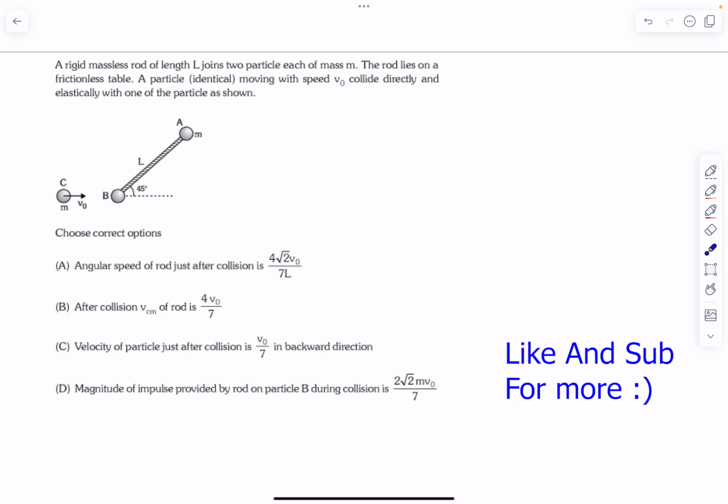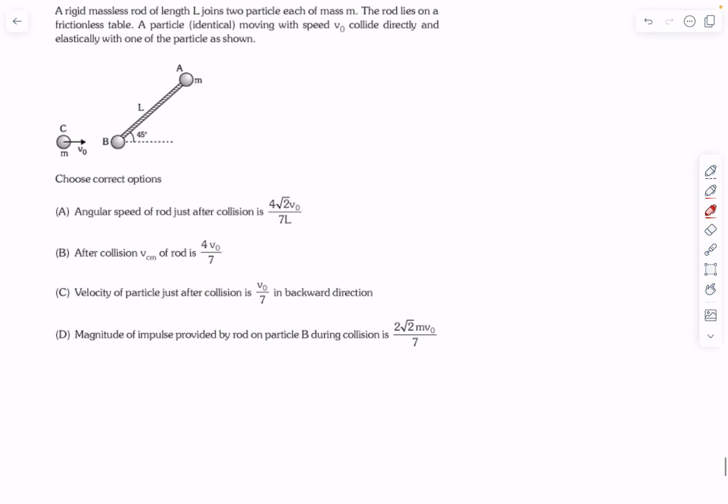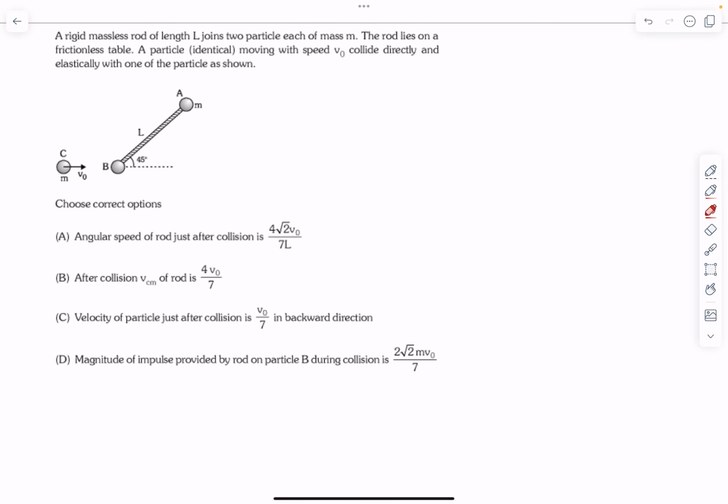Okay, so in this question, we have a rigid massless rod whose length is L, and it joins two particles each of mass m. The rod lies on a frictionless table. Once again, gravity is not in the picture. A particle moving with speed v naught collides directly and elastically with one of the particles as shown in the figure. So the collision is given to be elastic between these two masses and they collide head on. We have to talk about all these options which are interrelated. So let's draw a diagram and discuss what's really happening.